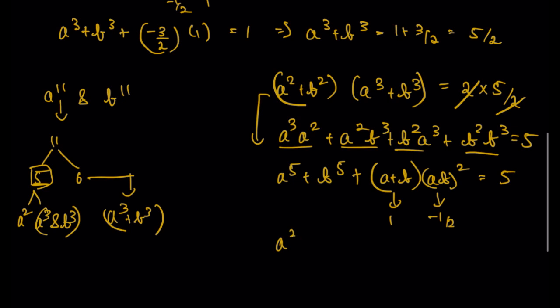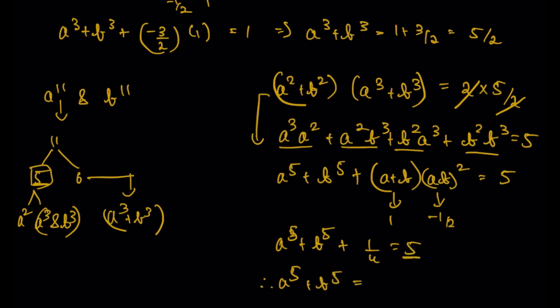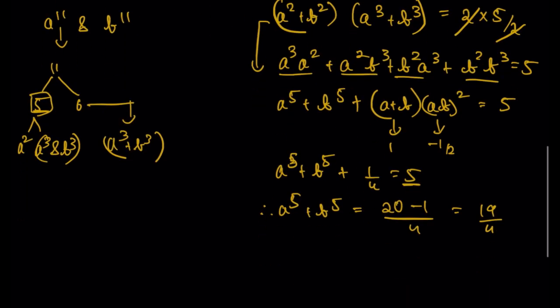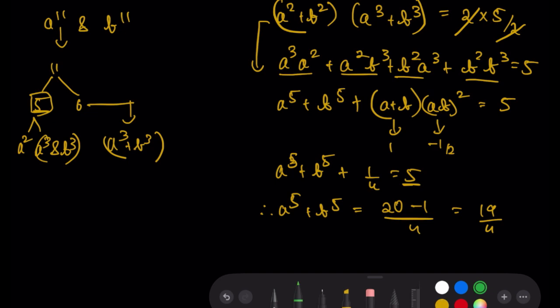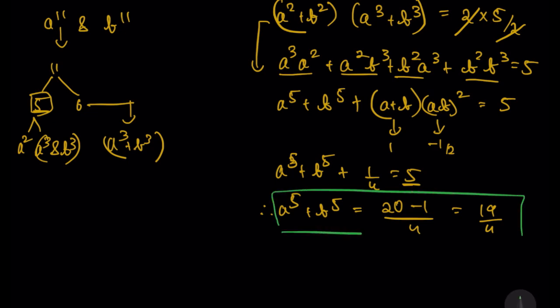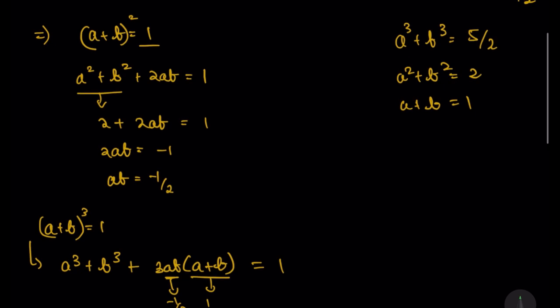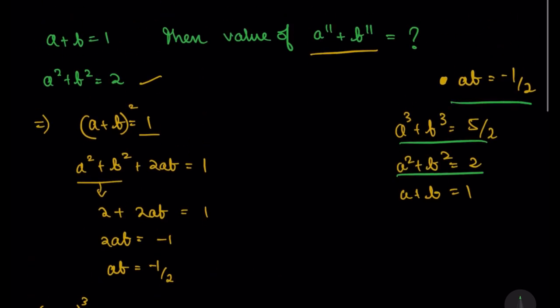So a power 5 plus b power 5 plus 1 by 4 equals 5. Therefore, a power 5 plus b power 5 equals, this can be written as 20 by 4. So 20 minus 1 by 4 equals 19 by 4. This is another value. Note it down. And these are some other basic values which we're calculating with.